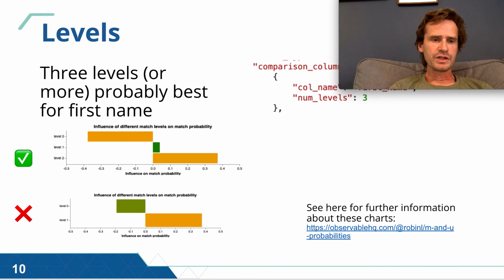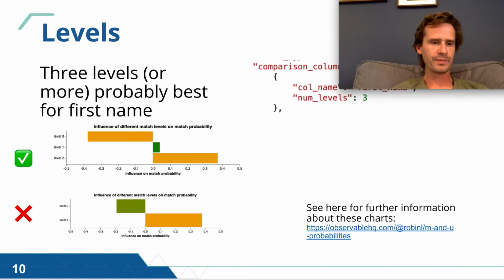The next thing we need to do is configure the number of levels for each comparison column. What does that mean? Well, consider the first name column, and let's say we set num levels to 3. Remember that we're seeking to exploit differences in the distribution of matches between different subsets of the data. So for a first name field, it's reasonable to assume that there may be a different match rate amongst 3 different groups in the data.